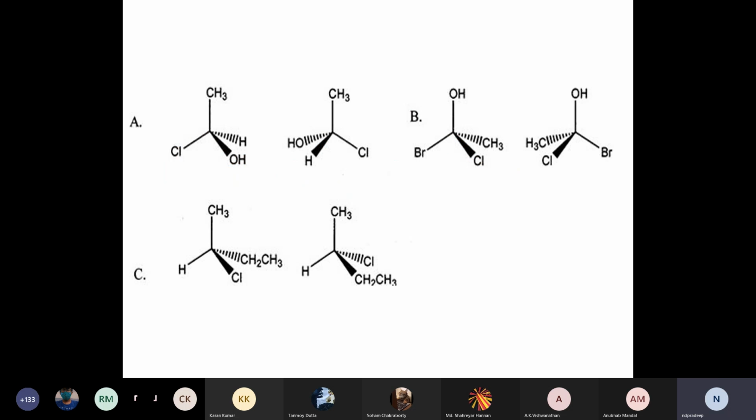So, what is this? The definition says that... I have told you two things now in enantiomer. What are the mistakes you guys make? Enantiomer, you think it is like a mirror image. It is non-superimposable.